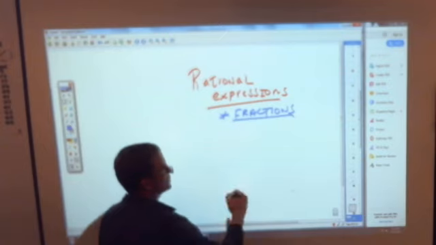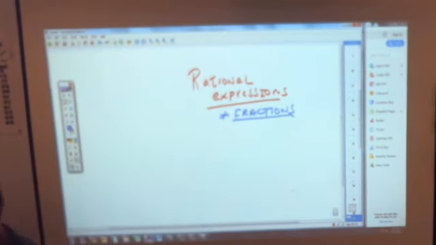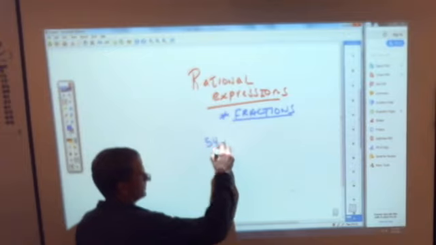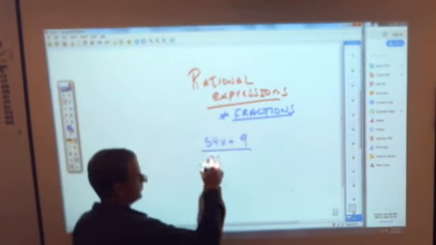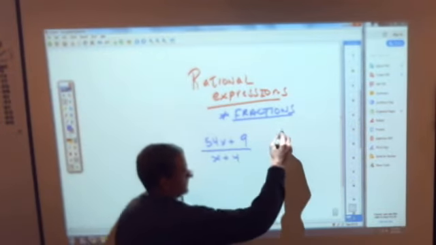Here's the deal. I told you this before, but none of you really listened. If I asked you to simplify this problem, let me find a good one. Yes, I like this one: 54x plus 9 over x plus 4. And the direction said to simplify this.